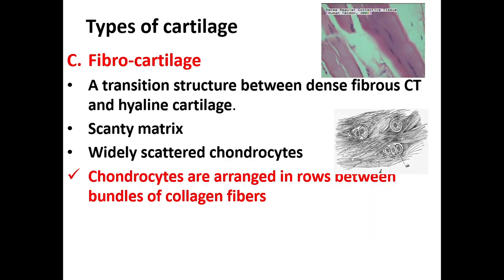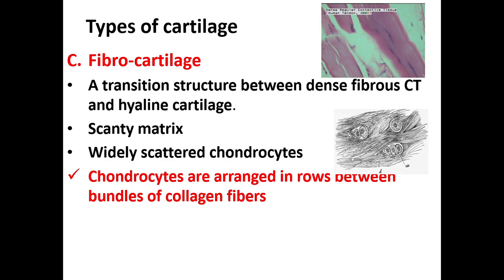Then we have the third type of cartilage, the fibrocartilage. It is a transition structure between dense fibrous connective tissue and hyaline cartilage. In this type of cartilage, it has a scanty matrix because of the amount of collagen fibers present. Take note, the characteristic of the fibrocartilage is that the chondrocytes or the cartilage cells are arranged in rows between bundles of collagen fibers. So take note of this.